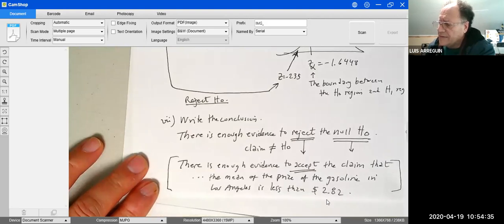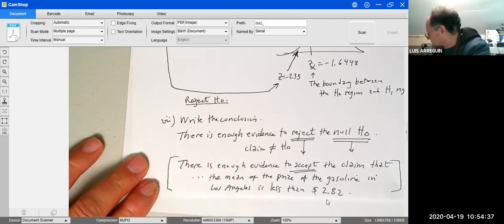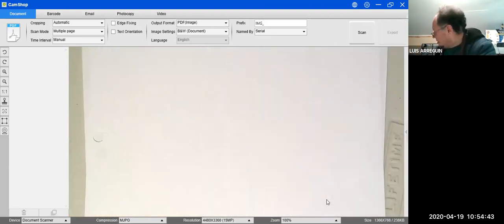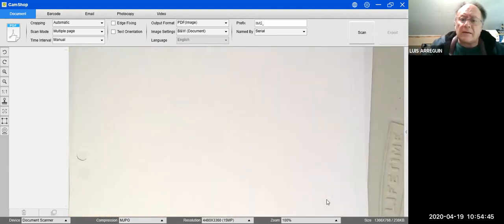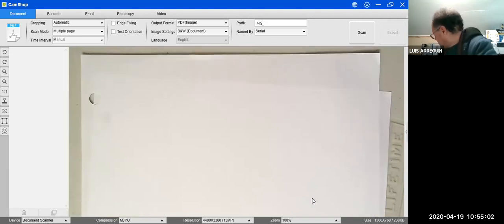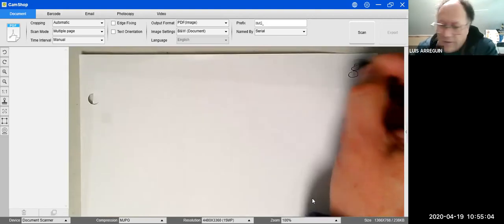I'm going to work now another problem using the p-value method, and then I'm going to give you problems for you to solve and send me your solutions by email or by using Canvas, because now we have the way to submit our problem solution by using Canvas. So let's work another problem.